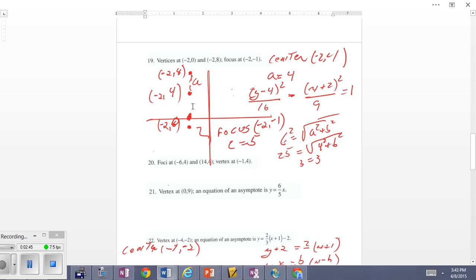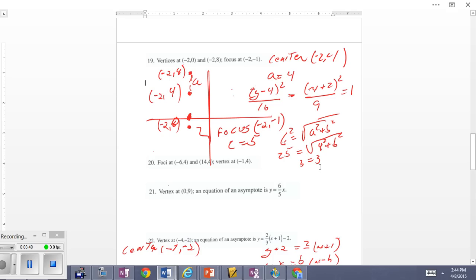Since it's oriented this way, the y term is going to be written first. I know my A value, as I said, was 6. Now I come to find my focus. My focus is at -2, -1, so I have a focus down here, and that is 5 units directly below my center, so my C value is 5. Now I can use the Pythagorean format for the focus, which is C equals the square root of A squared plus B squared, and I have everything but B.